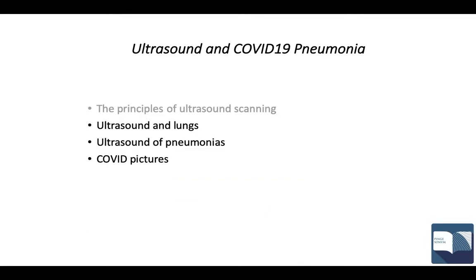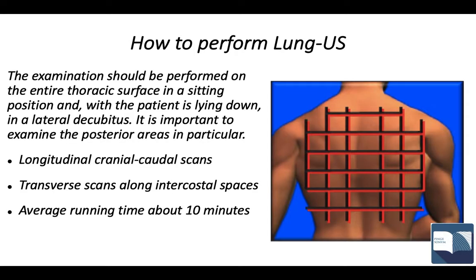Let's see the normal appearance of lungs by ultrasound. The examination should be performed on the entire thoracic surface in a sitting position and with the patient lying down in a lateral decubitus. It is important to examine the posterior areas in particular, because in COVID pneumonia they are the areas that are more involved in the pneumonia. We have to perform longitudinal cranial caudal scans, transverse scan along intercostal spaces.